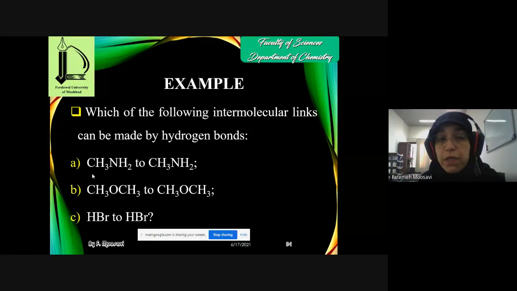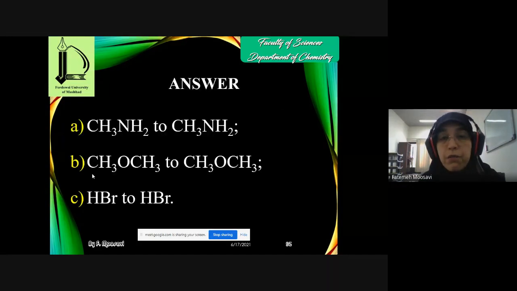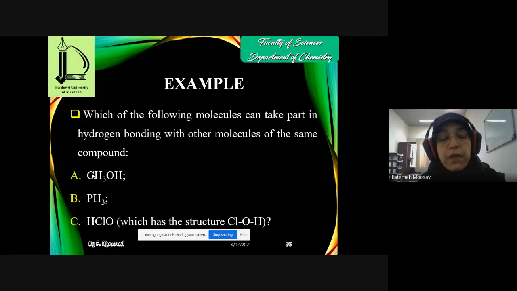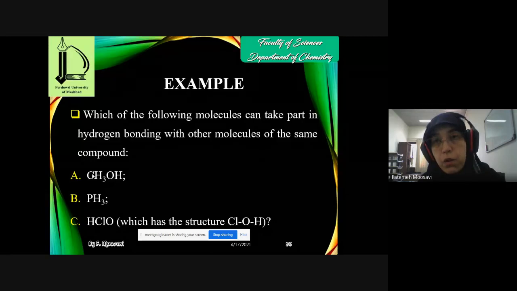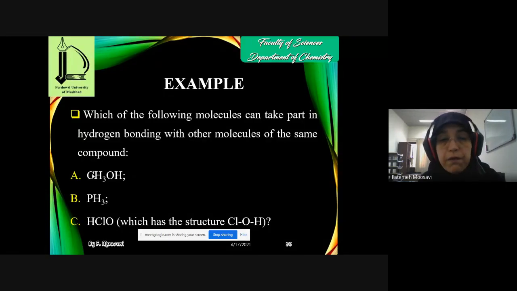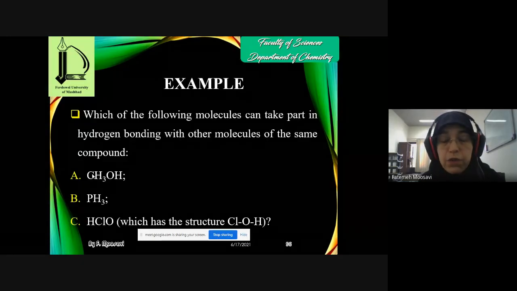You see that because of the NH bond, we have intermolecular force based on hydrogen bonding between amine molecules. So we have this type of interaction just between class number one, not the other ones. The same is observed in the case of methanol, phosphine, and HClO. You can see that because of the OH bond, we have hydrogen bonding between methanol and HClO.